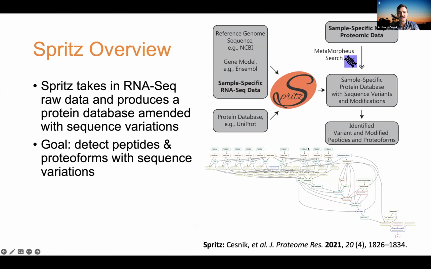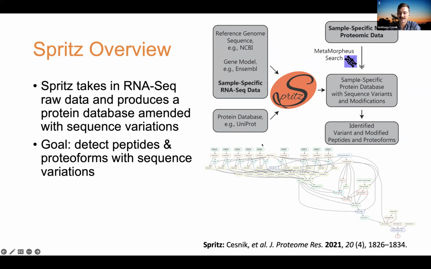So, an overview of Spritz. This is a tool I built in Lloyd's group with the help of people there. Spritz takes in RNA sequencing data and tries to produce a protein database that has amended sequence variations, and hopefully the database is capable of detecting peptides and proteoforms with sequence variations.